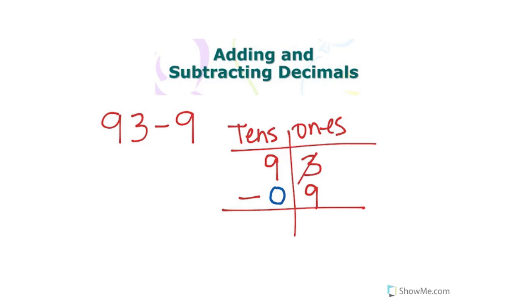Alright, so what I'm going to do is I'm going to subtract. I'm going to borrow. 13 minus 9 is 4. 8 minus 0 is 8. So that would be the correct way to do it.